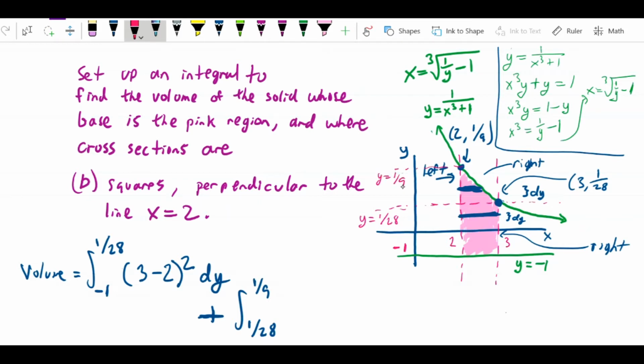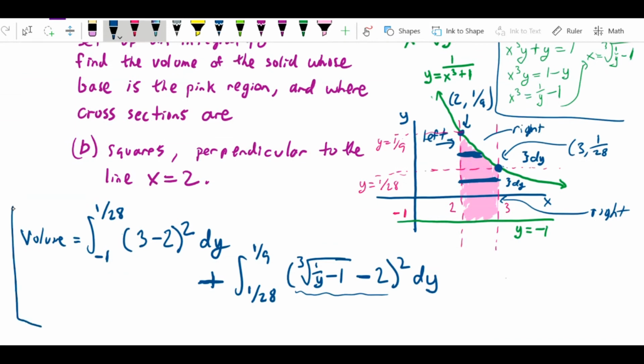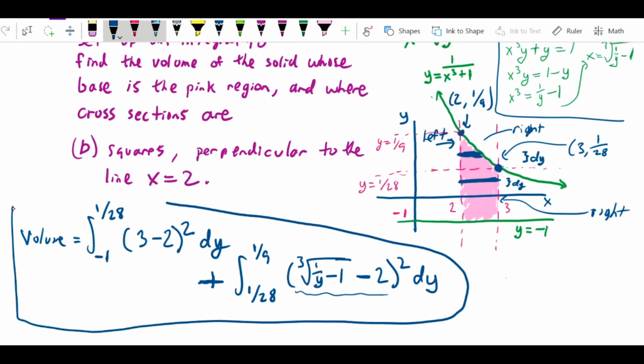And now I have to integrate right minus left and square it to get the area of the square. So that gives me the cube root of 1 over y minus 1, that's the right curve, minus 2, that's the left curve, and I square it. This gives me the length of the side. I square it, I get the area of a square, and then I put dy after it. And that is the volume of this solid.